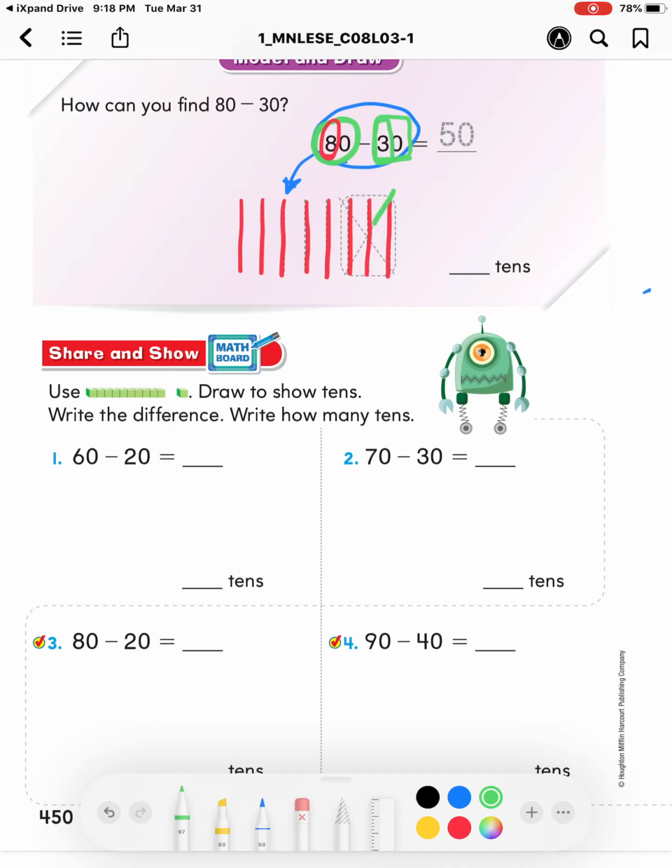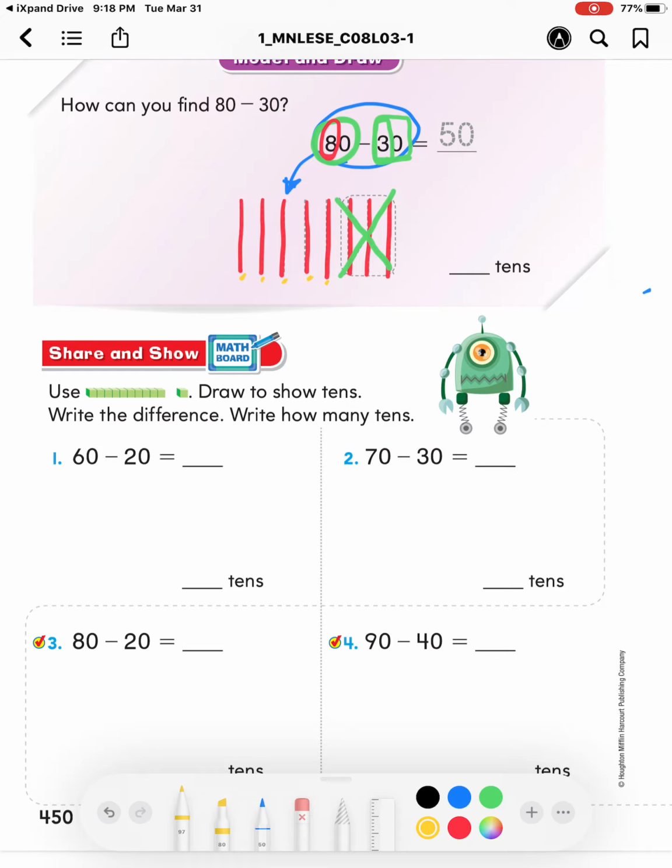Show that the 3/10 are taken away. Now, we will count how many tens are left. Let's count together. 1, 2, 3, 4, and 5.